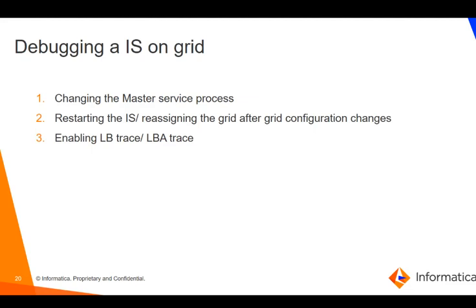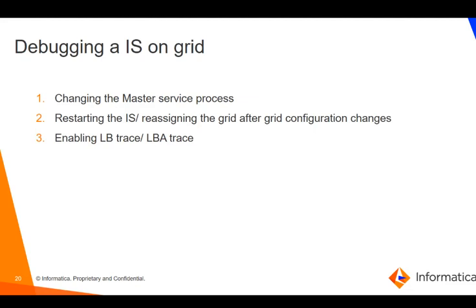So for those things, the DTM itself might need to communicate with the master service process, and in those scenarios, it is very important to have the master service process be able to communicate with others. So in those cases, you can change the master service process. How you can do it is very easy. Just bring down all other service processes, and whichever one will be up will become the master service process, and then you can bring up the others as well, and they will just join the integration service, and the one that you kept up will remain the master.